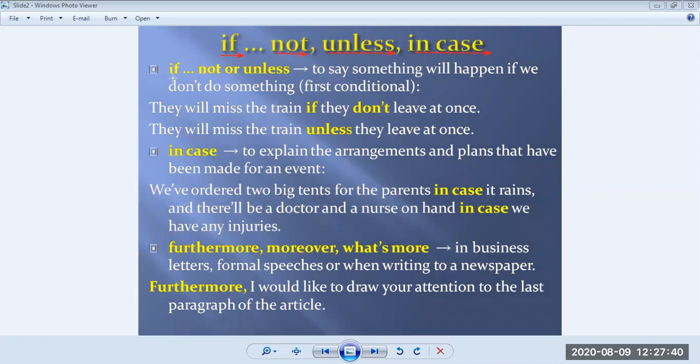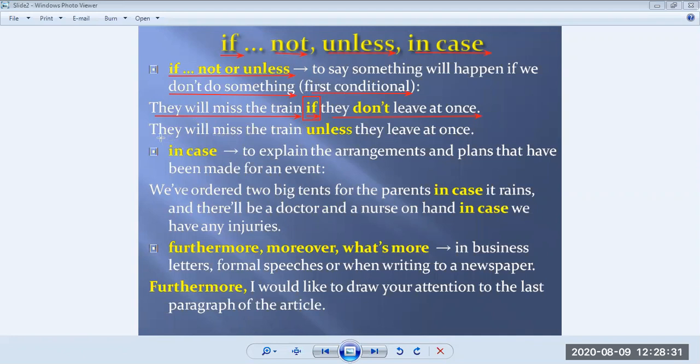Okay, so have a look at this one. If not, or unless. When do we use this one? To say something happened if we don't do something. If we don't do something, we use if not or unless, which is more like a first conditional sentence, okay? So have a look at the example. They will miss the train if they don't leave at once. Here, they will miss the train is the first part of this sentence. This is the second part: they don't leave at once. We connect those clauses with if. So what's going to happen if they don't leave now? That means they're going to miss the train, which is creating the first conditional.